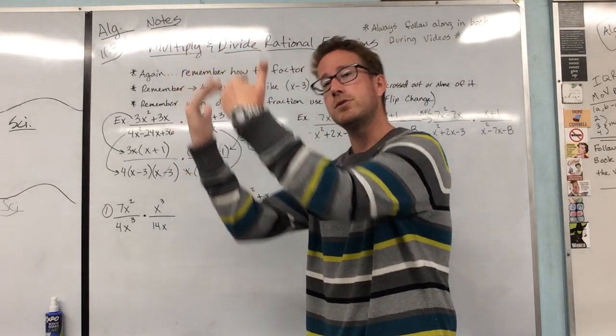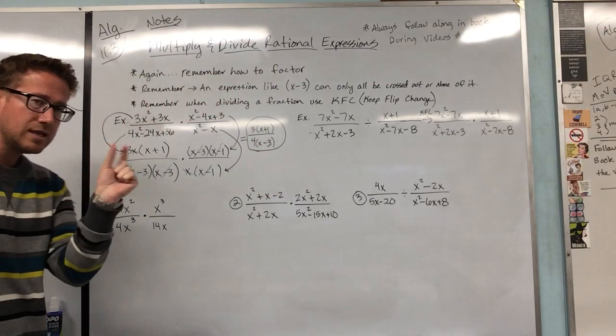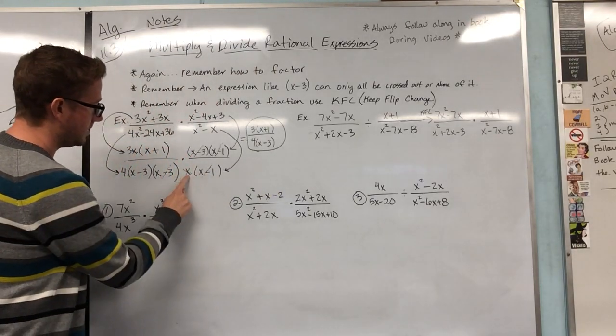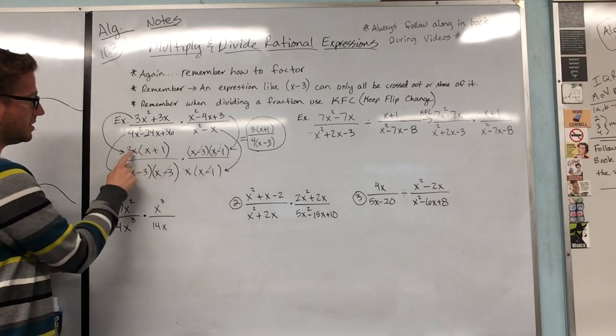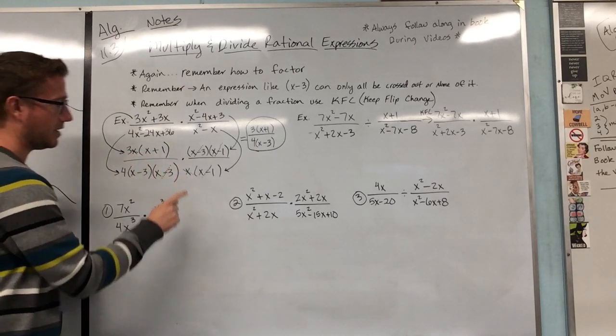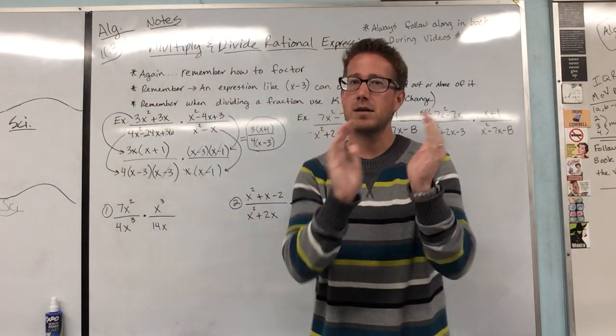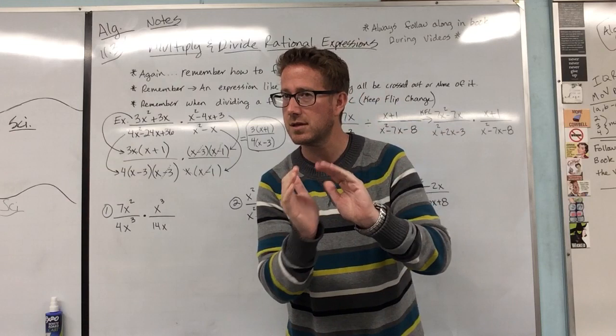Both are identical, you can cross them out. Now you get to look at the little individual terms here. There's an x, there's another individual x. Now why can I cross those guys out? I can cross them out because all we're looking at there is multiplication and division.